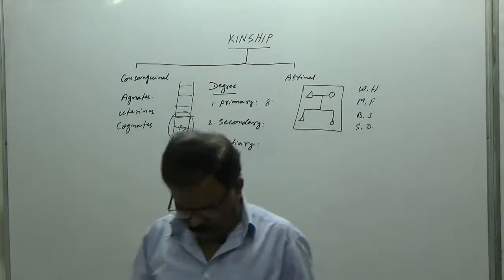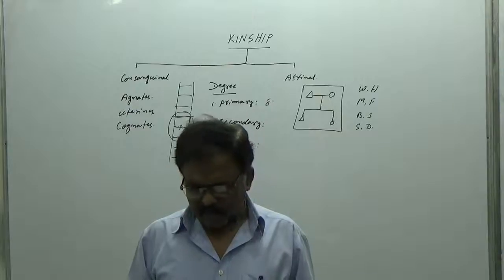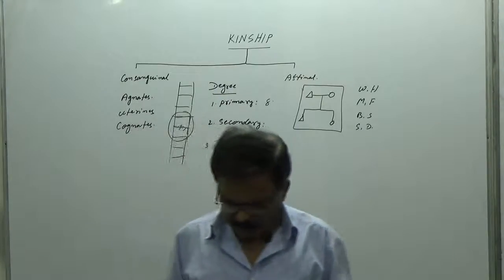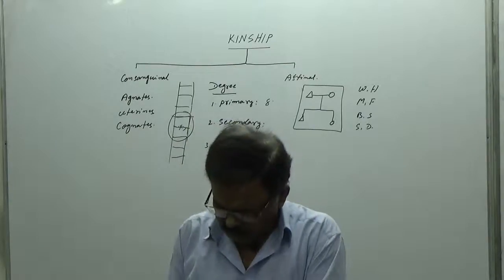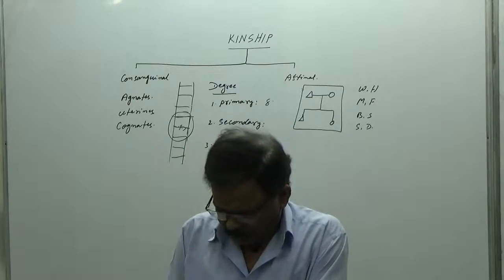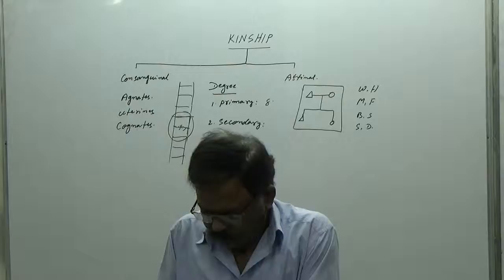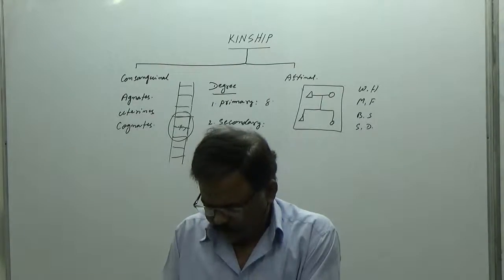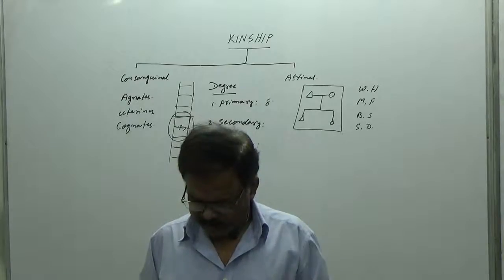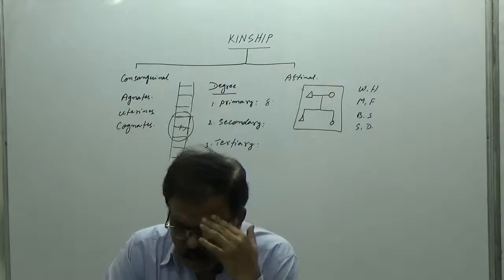Write that one only. Primary kins are closely related kins. They come under nuclear family. They are 8 in number. What are all those 8? Examples.